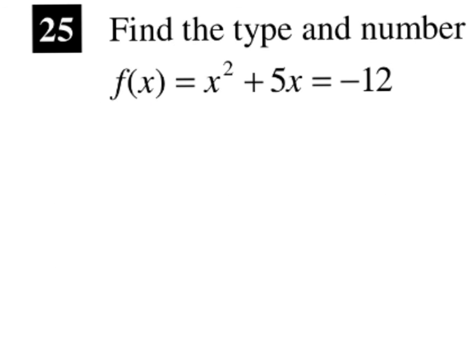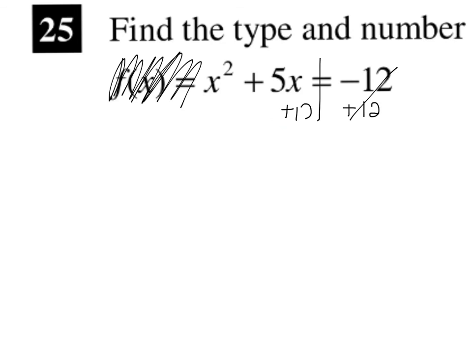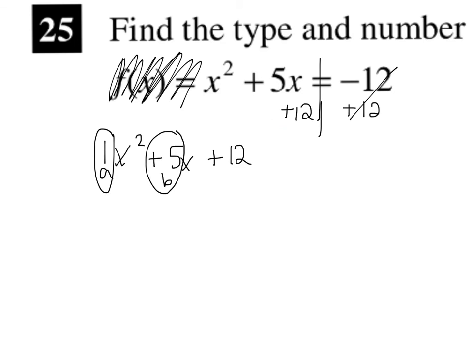Same thing on number 25, although it looks sort of crazy. I'm going to move this f of x because our equation has the negative 12 on the wrong side. So we need to add 12 to the same side as everything else. So it's x squared plus 5x plus 12. Now we can write down what a, b, and c are. So a is 1, b is 5, and c is 12.